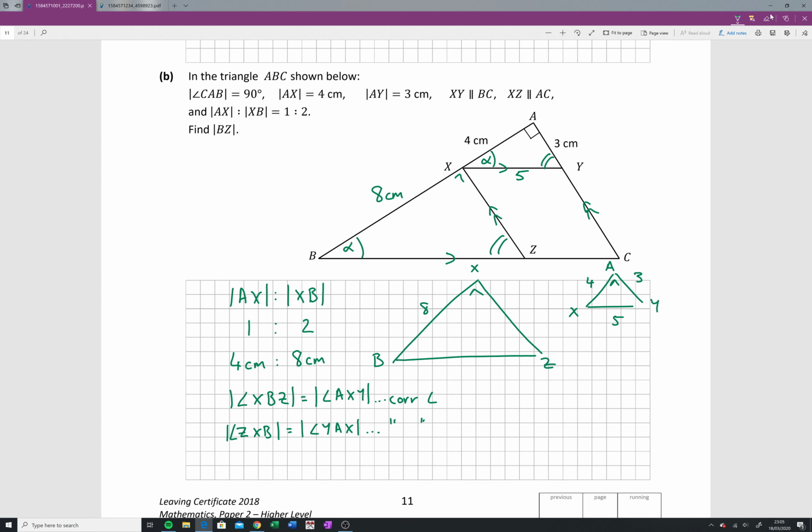How would I write it out? Maybe I'd give some sort of a symbol. So we'd say P, maybe do it like this. Always start with the thing you're looking for. P compared to 5, as 8 is compared to 4. Multiply both sides by 5. P is equal to 5 times 8 over 4, 5 times 2. P is 10 centimeters. So just for my examiner, BZ is 10 centimeters.